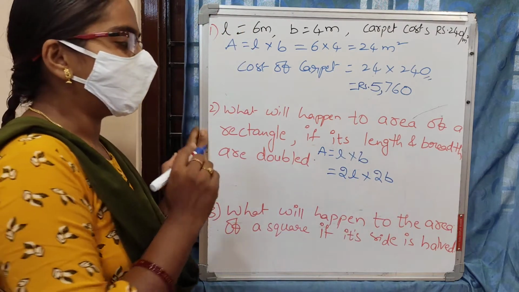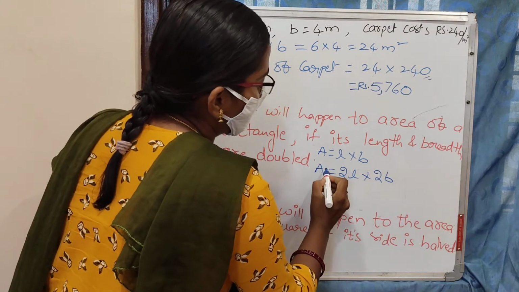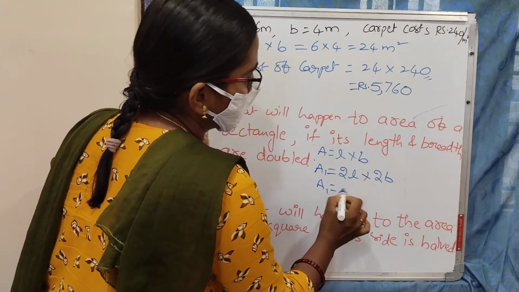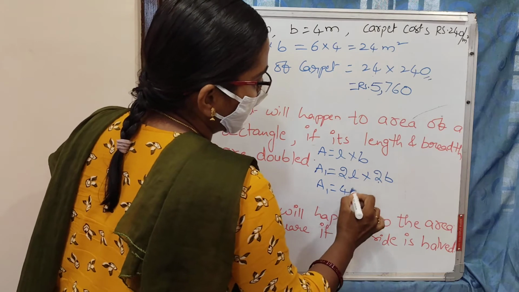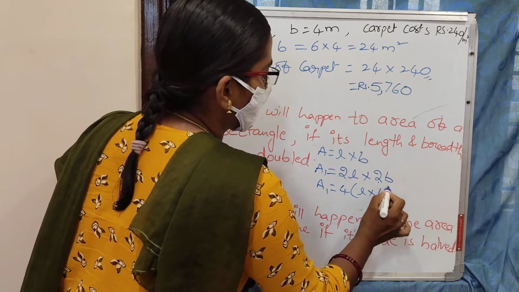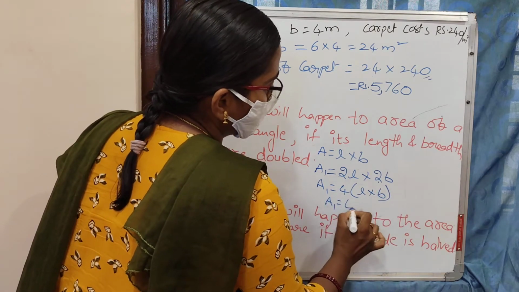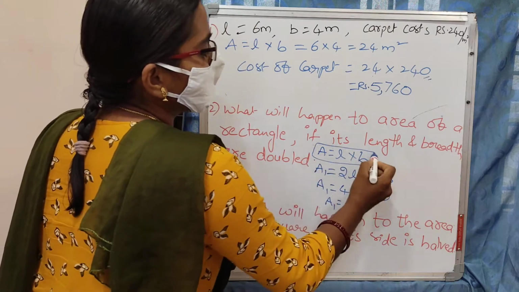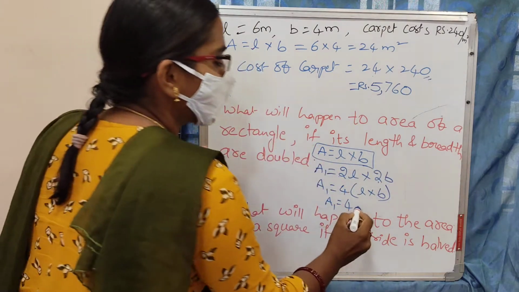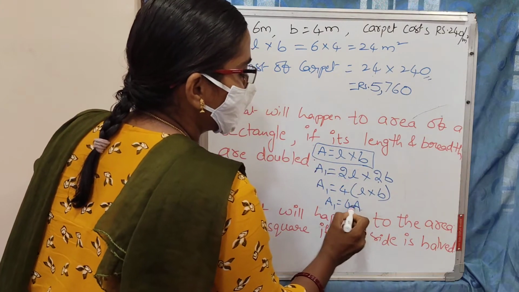Then what is its area? So take its area as A1. A1 is equal to 2 into 2, which is 4, 4 into L into B. So A1 is equal to 4 into L into B, the new rectangle's area. The first rectangle area is A.